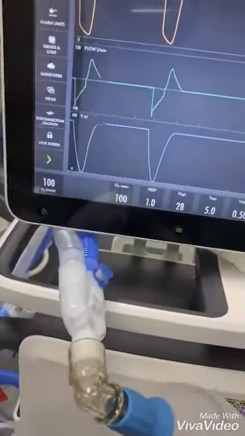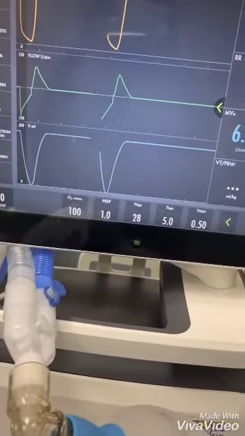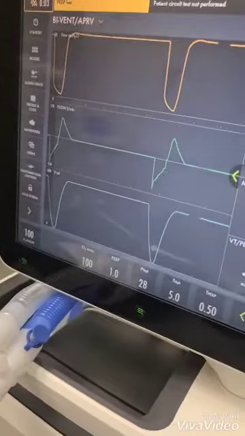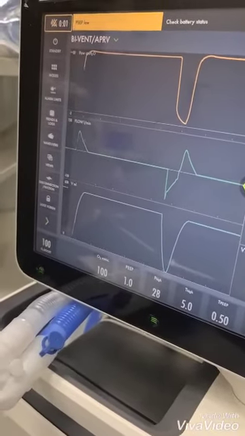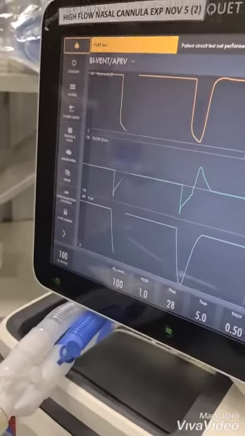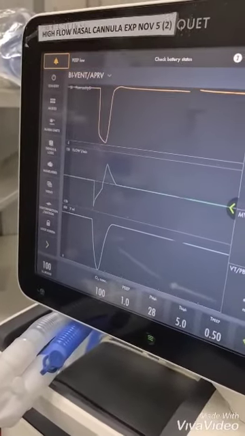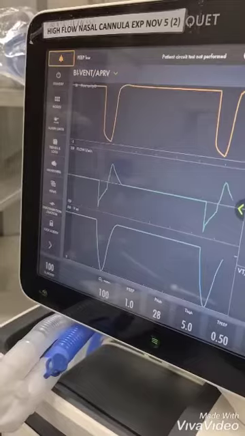Okay, what is the indication of APRV? As we said, it's a continuous lung recruitment. That means mainly oxygenation. It plays a role mainly in oxygenation. It actually sometimes causes CO2 retention if you mess up your settings.